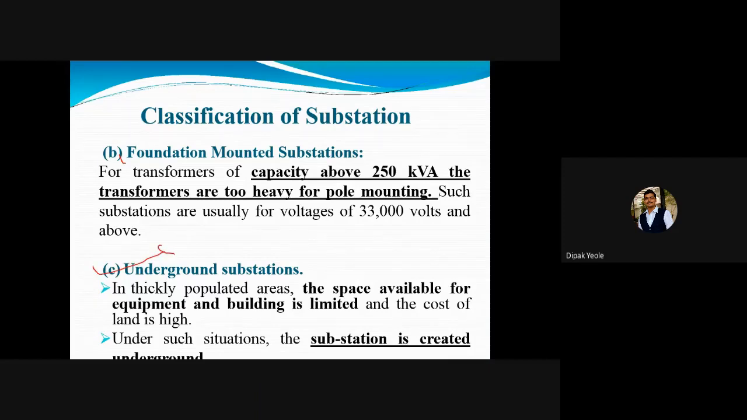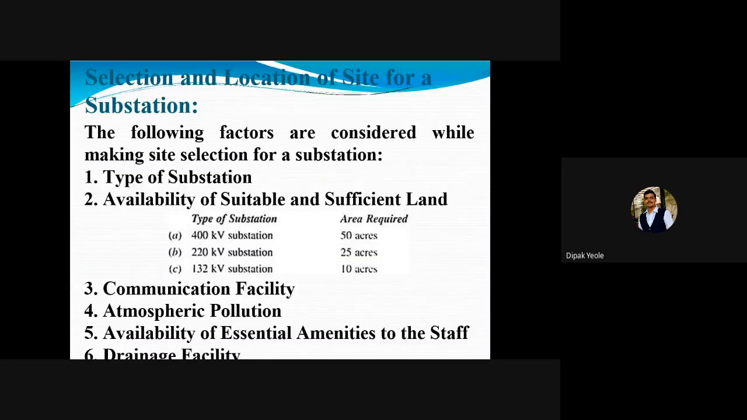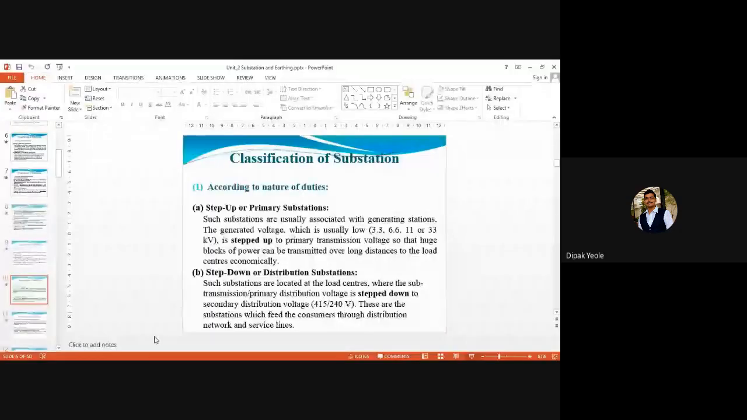Now the next point is selection and location of site of substation. We are already interested in these 6 points. The first point is the type of substation. So this is the first point.